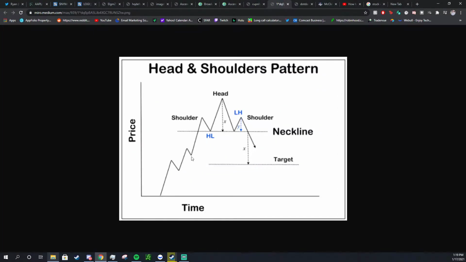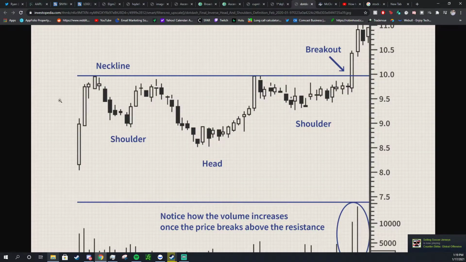We've also got the head and shoulders pattern, and this is a bearish pattern. Pretty identifiable: shoulder, head, shoulder, breakdown. There's also the bullish version of that, which is the inverse. Instead of the neckline being the support, it's the resistance. So you can see shoulder, head, shoulder.